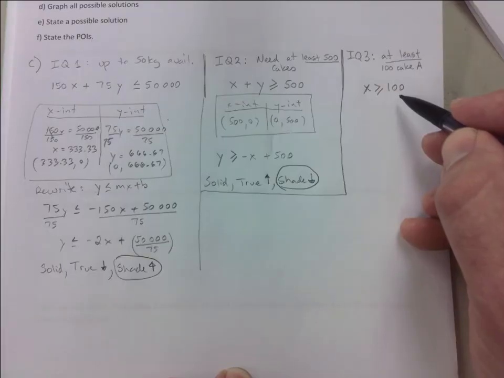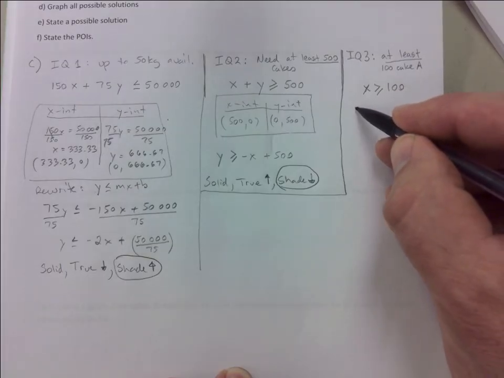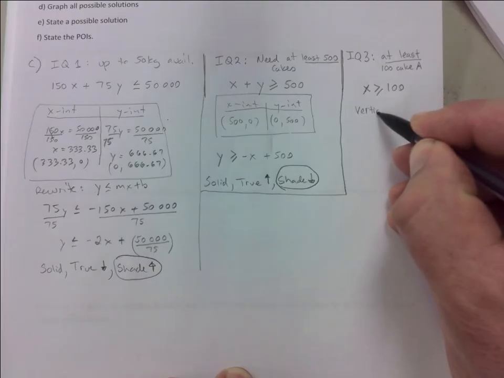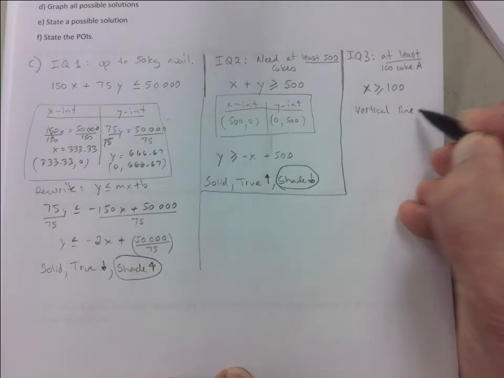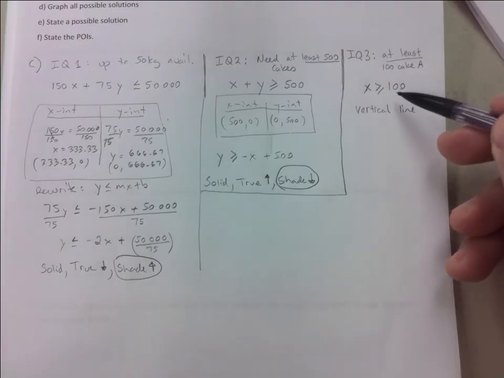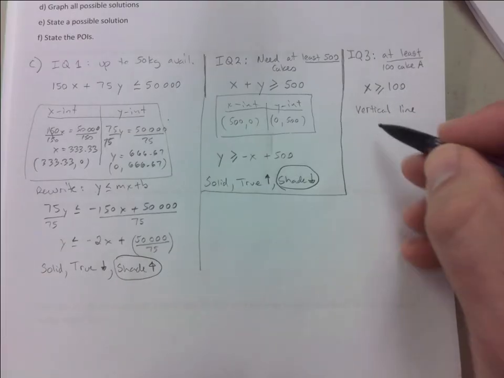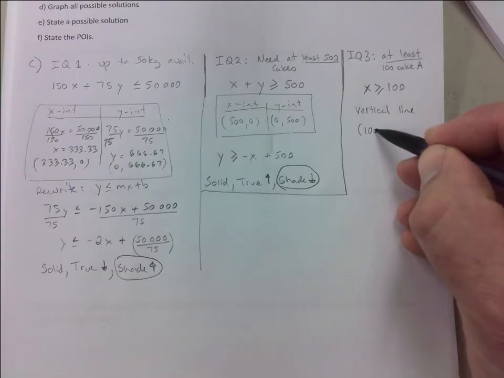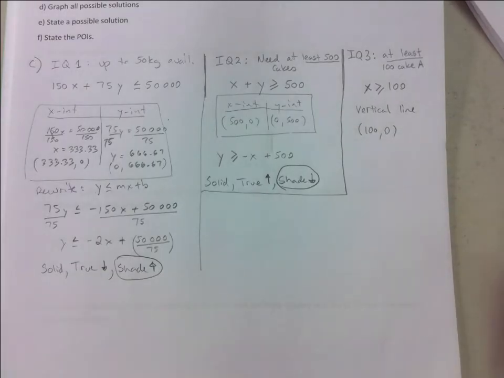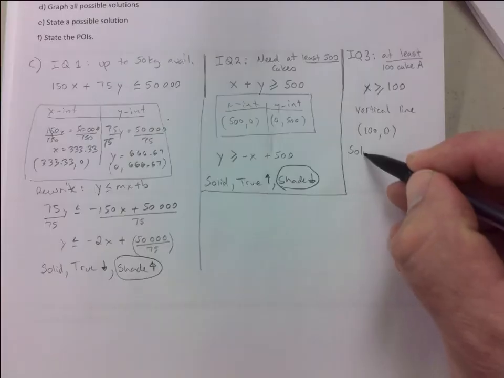Vertical. You should have something on your study sheet. This is a special case. Vertical line. We don't need to clean up. It's already cleaned up, right? So we end up with just x. This is going through 100, 0. It's going to be a solid line.